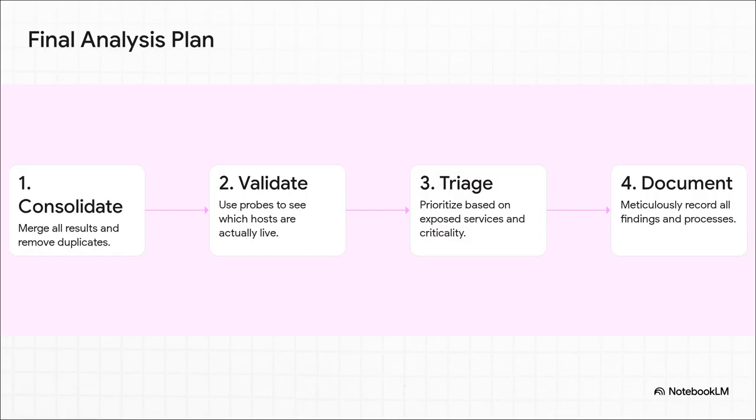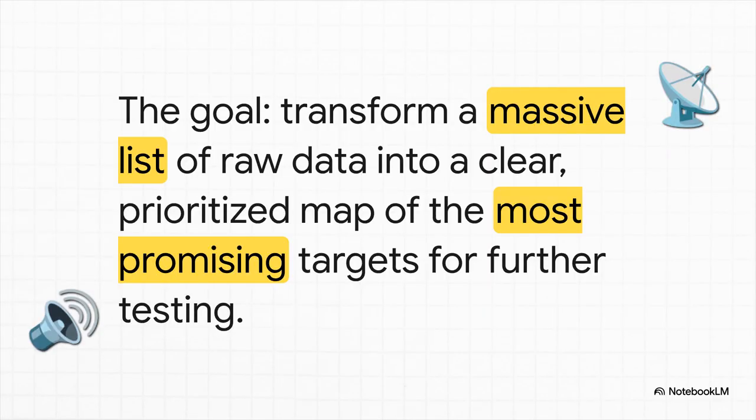To cut through all that noise, we've got a clear plan. First, you consolidate everything and get rid of all the duplicates. Next, you validate what's actually live using tools like DNSX and HTTPX. Then, you triage your findings, prioritizing the most interesting services you see. And finally, you guessed it, you document everything. You know, at the end of the day, this whole process is about one thing: transforming overwhelming noise into a clear signal. We take that huge list and we forge it into a prioritized map, pointing us directly to the most promising and potentially vulnerable parts of our target's digital footprint.